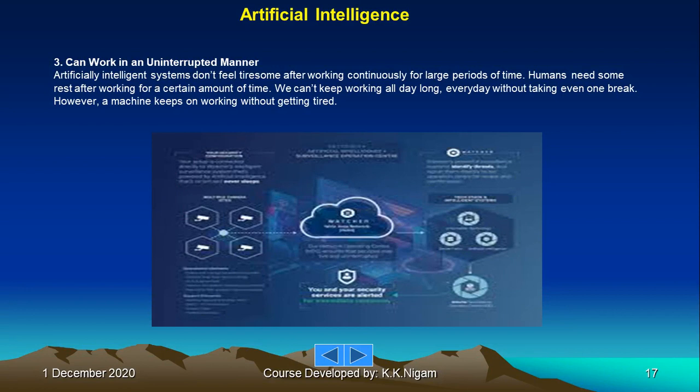It can work in an uninterrupted manner. Now that is a very big asset. Artificial intelligence systems don't feel tired after working continuously for a long time. Humans need some rest. We can't keep on working for hours together. Definitely we need a variety of breaks. A break may be in the form of a tea break, or a lunch break, or maybe some call has come in, or whatever. So we need breaks, but computers don't need any break. So every day, without taking even one break, the machines can keep working, without getting tired, without making any mistakes whatsoever.